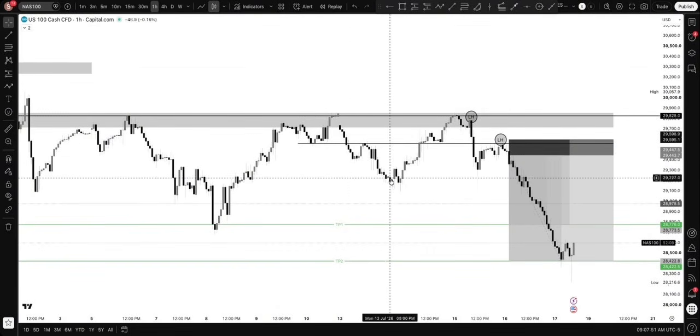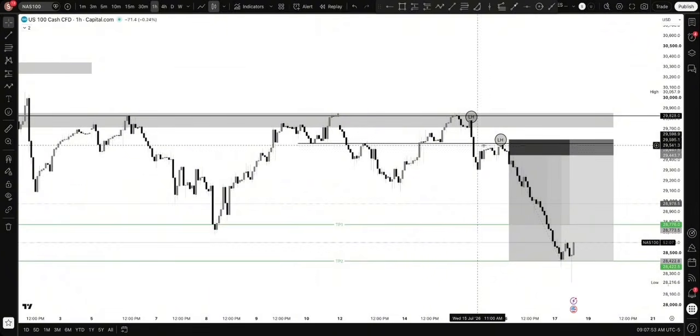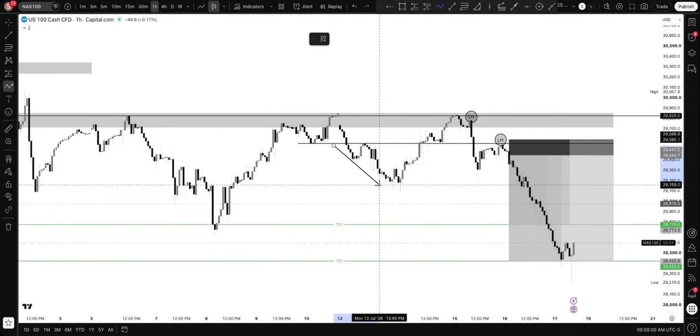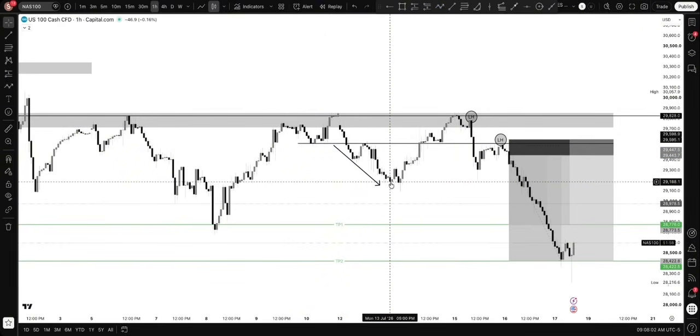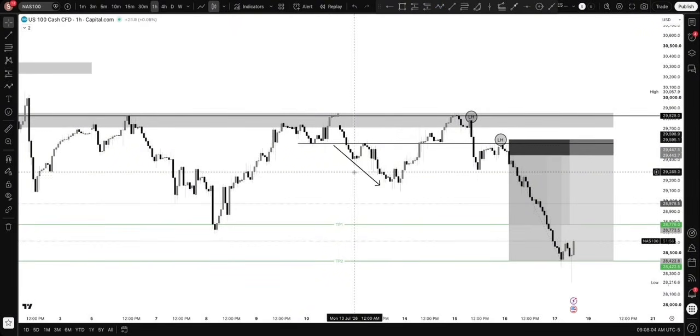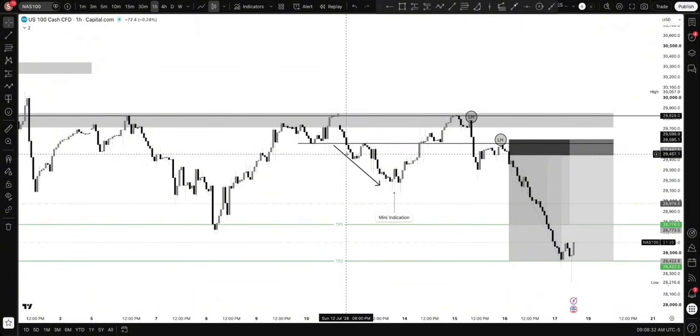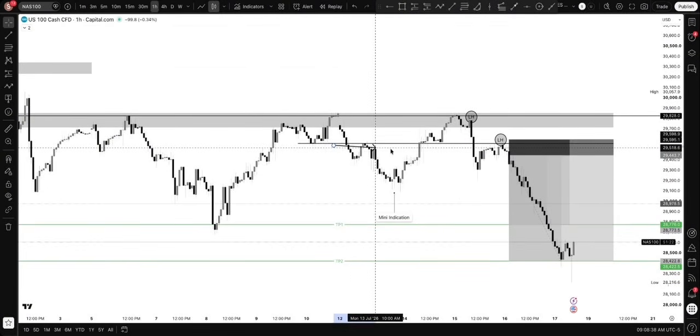When price made this lower low, I always like to mark out exactly where price broke from. So that would be this level right here. So then we got this lower low from this level. Once we get this lower low, that is what I like to call a mini indication. I call this a mini indication because that is just another indication that price is getting ready to sell and that price is bearish below this level. Below this level, price has potential to sell down to here, right?